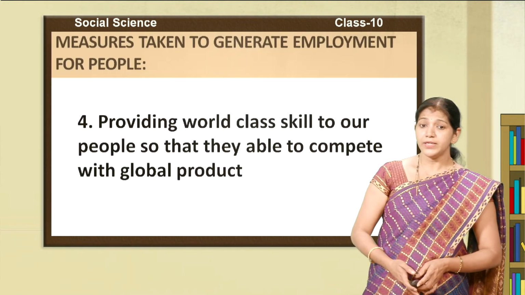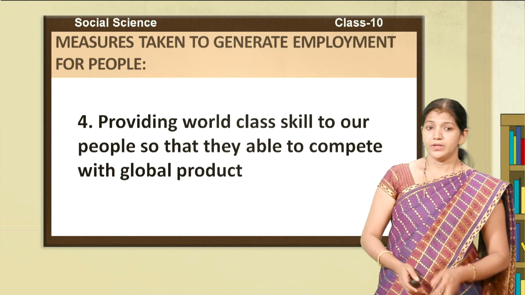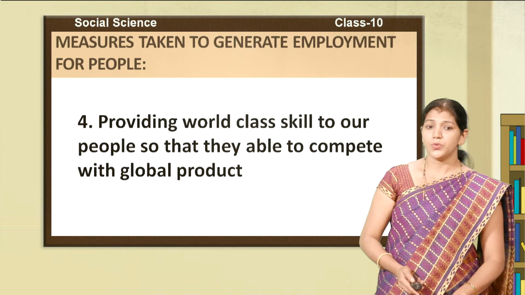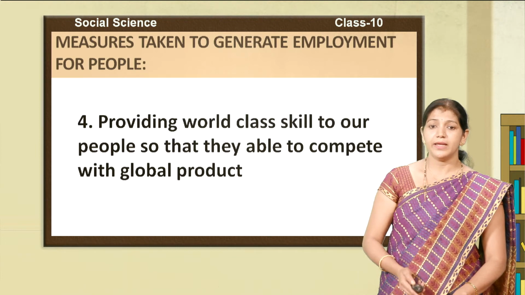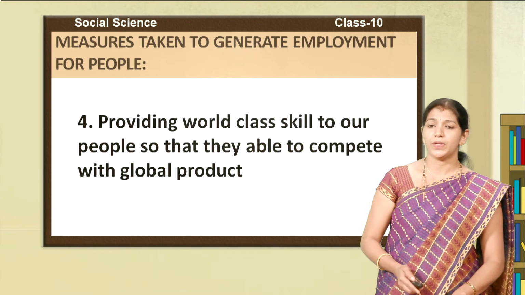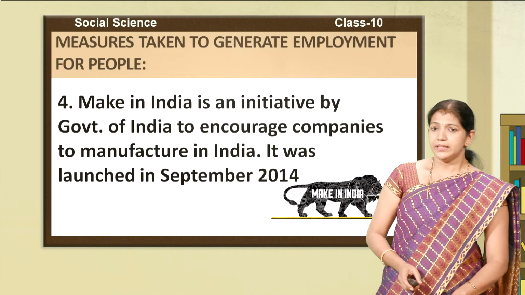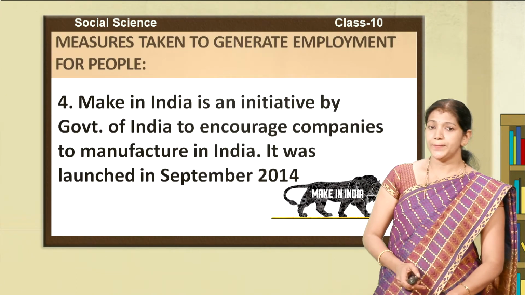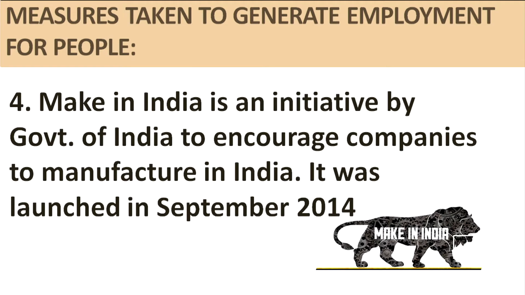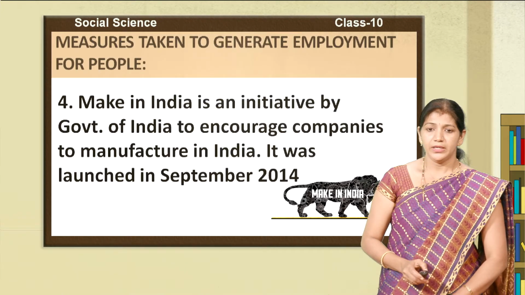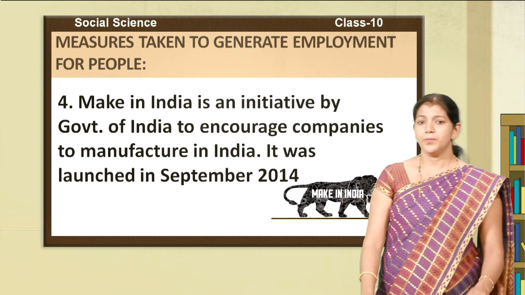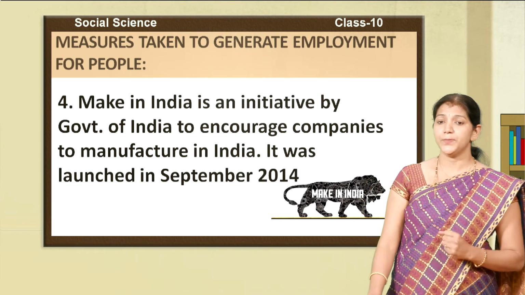Next, providing world-class skills. Providing world-class skills to our people so that they are able to compete with global products also reduces unemployment. The Indian government has introduced Make in India, an initiative of the Government of India to encourage companies to manufacture in India. It was launched in September 2014. According to this program, people are getting employment opportunities.